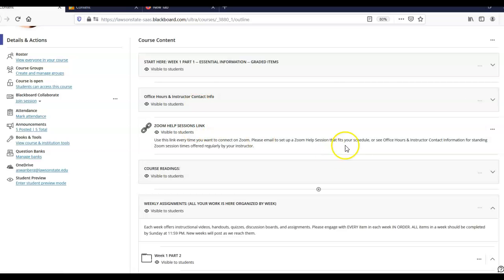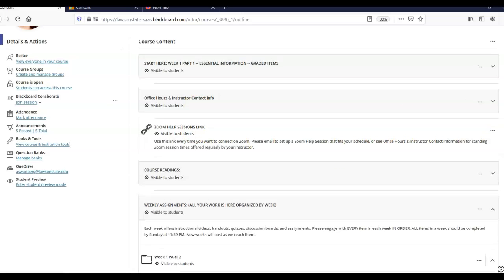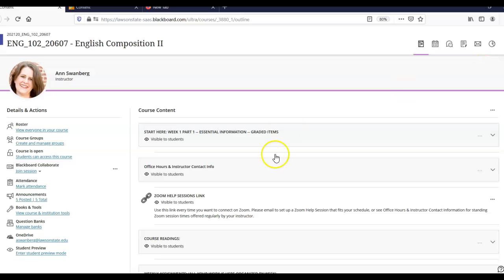You can also email me at aswanberg@lawsonstate.edu. That's also here in the contact information. Please do not use the messages button. It does not alert me that you've sent me anything. Reach out if you need help as you're working, and I look forward to seeing your work.